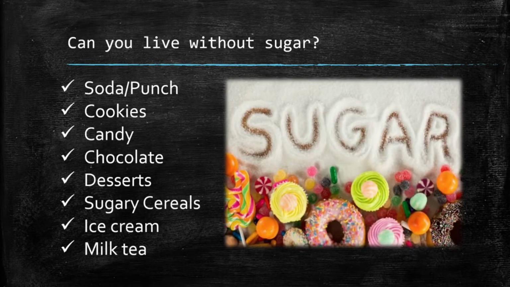So, can our body live without sugar? Sugar can be found in everything that we eat. It could be found in the soda, cookies, candies, chocolate, or basically any type of dessert, sugary cereals, ice cream, and even in our favorite milk tea.